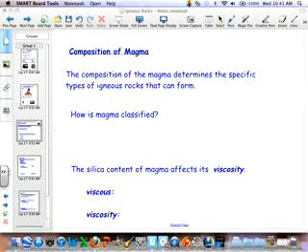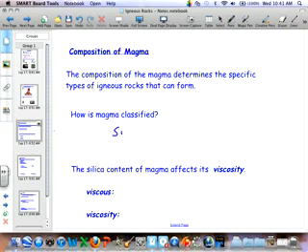Now, a lot of times the type of igneous rock that you get is completely dependent on magma. Basically we classify magma in a lot of different ways, but the main way that we classify magma is based on the silica content.